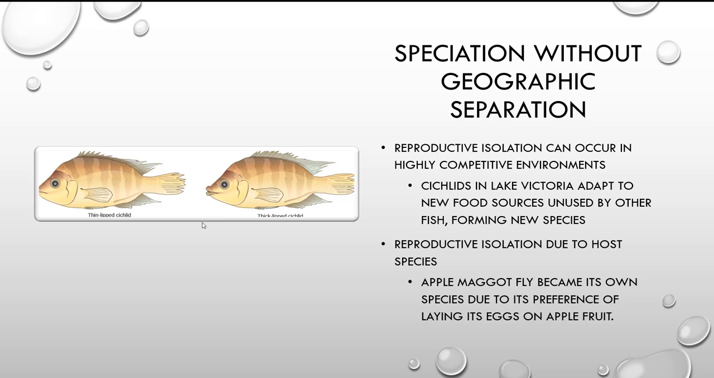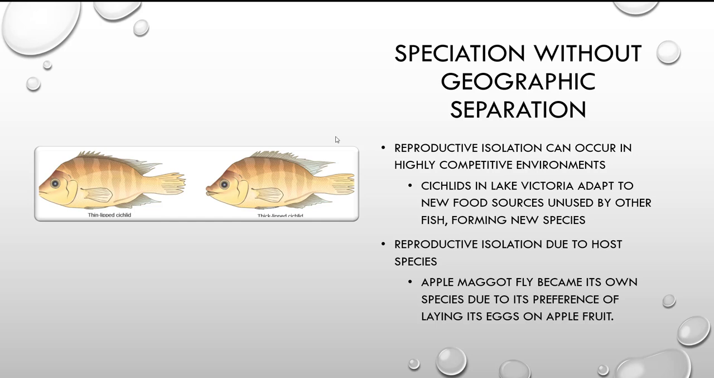And so now it has a distinct advantage. And so it soon can utilize a resource that the others cannot. And suddenly it is reproductively isolated. And so it forms a new species. Okay, so sometimes we do see this occurring with animals where they can become reproductively isolated and form new species in a highly competitive environment. And it's just through what we call resource partitioning.